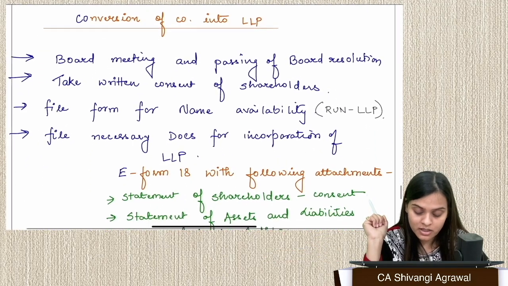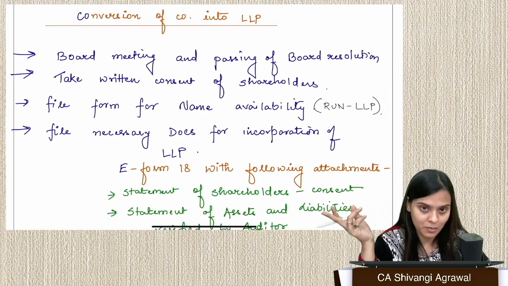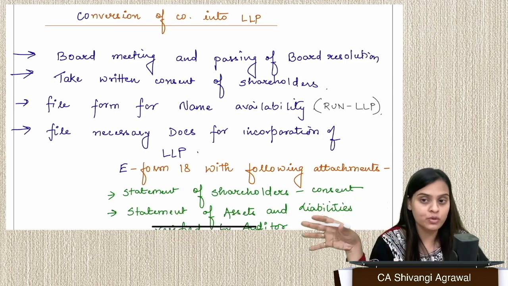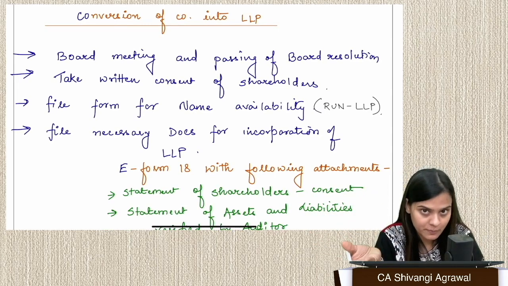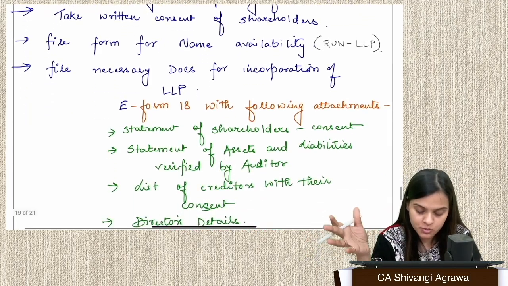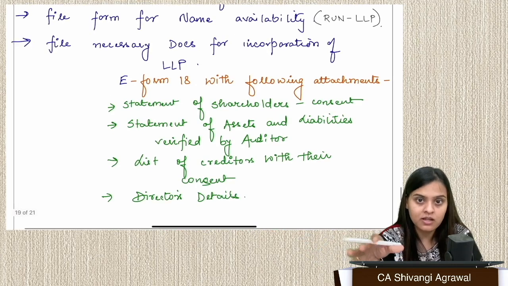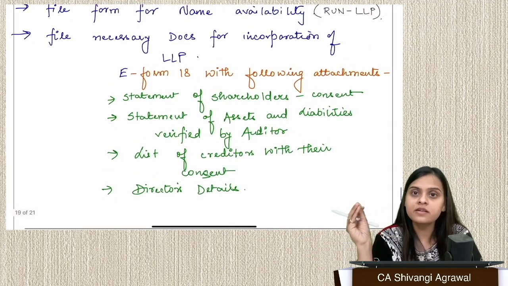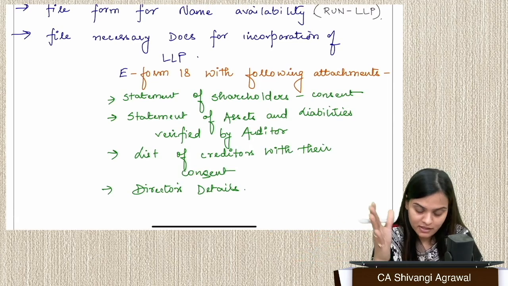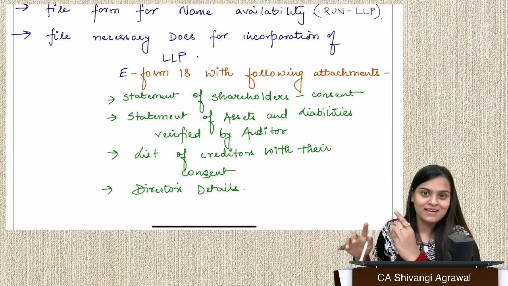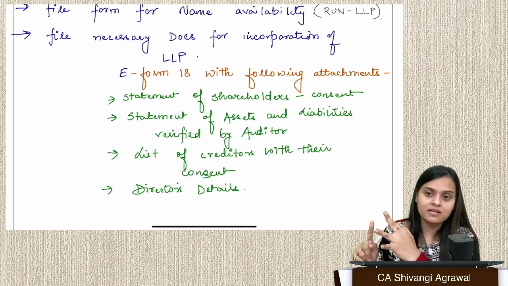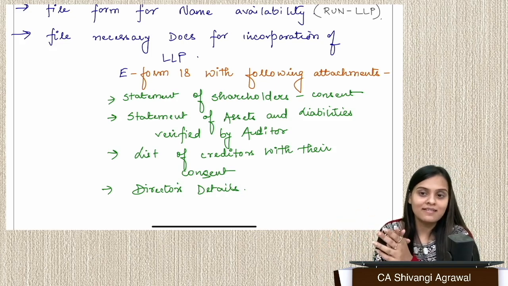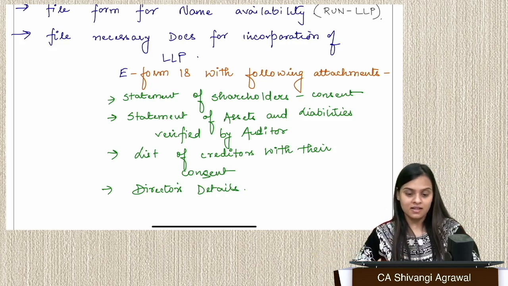Now, when you want to convert your company into LLP, these provisions you get under LLP Act, right? So what is going to happen is you are going to hold a board meeting. Once the company or the board of directors decide that fine, we want to convert ourselves into LLP, you will also take consent from the shareholders. You'll file a form for name reservation. Thereafter, you will file necessary documents for incorporation of LLP, E-Form 18, along with these. So statement of shareholders, statement of assets, liabilities, verified by auditor, list of creditors with their consent, director details, and more. So once you do that filing, thereafter you get the LLP incorporation, right? Okay.